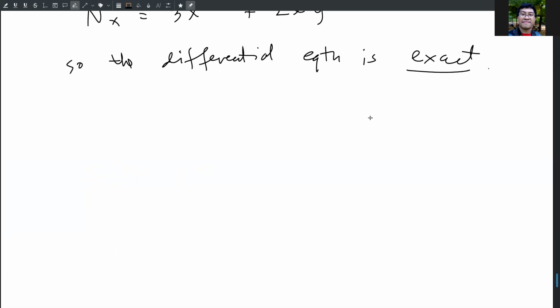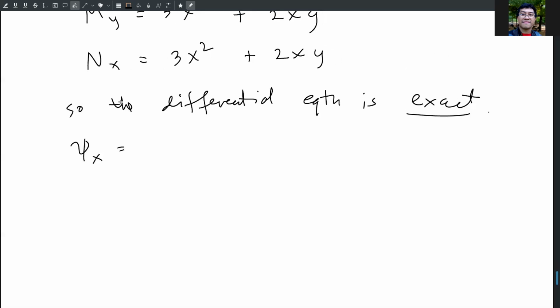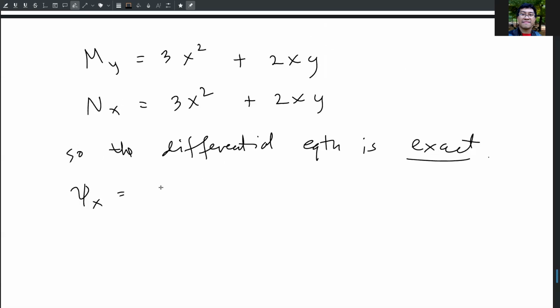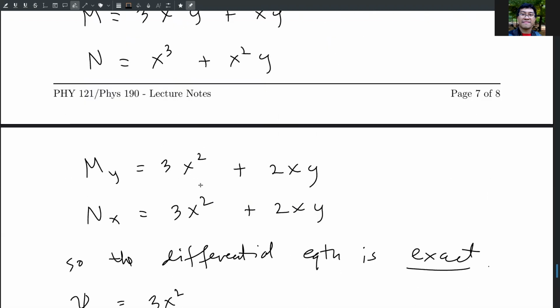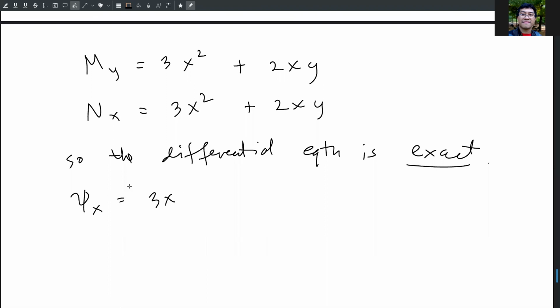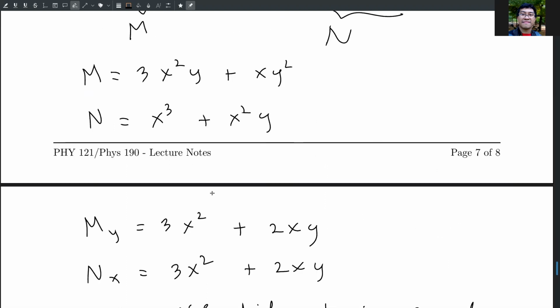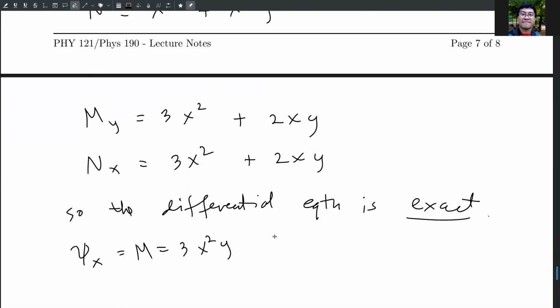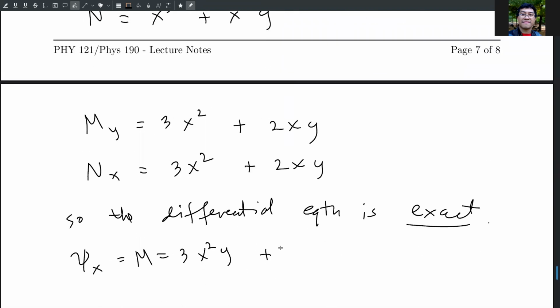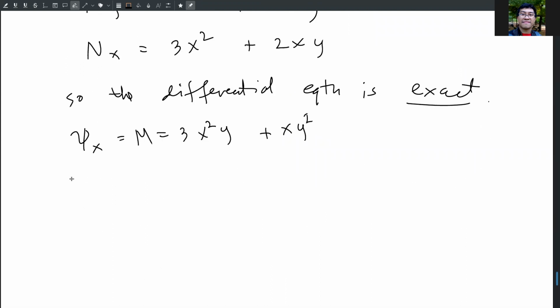Now our next step, we find psi. Our psi sub x is our value for M, so psi sub x is M, which is 3x squared y plus xy squared. And psi sub y is x cubed plus x squared y.